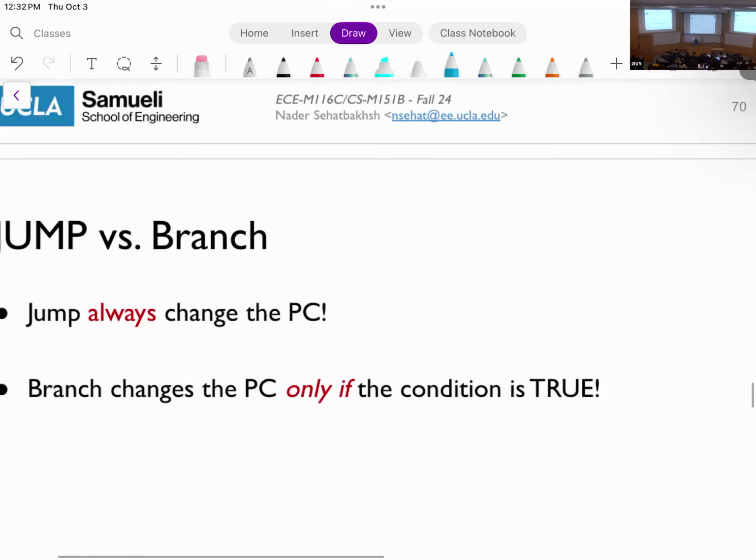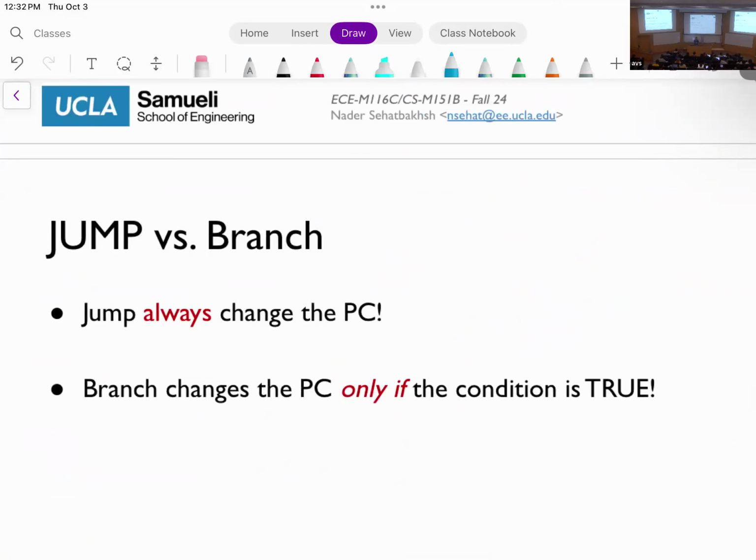Before answering that question, there's also an important difference between what we call jumps and branches. Jumps always change the PC, so there is no condition around them. For branches, there is a check. For example, we branch if these two values are equal, or we branch if this value is greater than the other value. So there is some form of a condition going on. If the check is true, then we jump. If the check is not true, we just continue normally, PC plus 4.